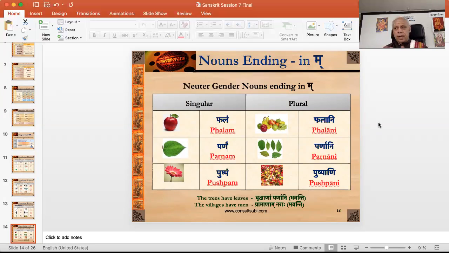Vriksham, vrikshani. Vrikshanam parnani bhavanti. The trees have many leaves. You say the villages have men: Gramanam naraha bhavanti. So for neuter gender nouns ending in am, you remember, it's just ani. And that's how you get the plural.